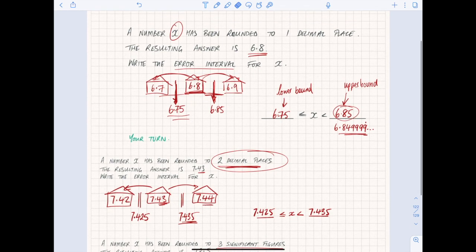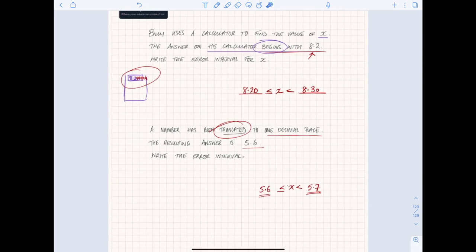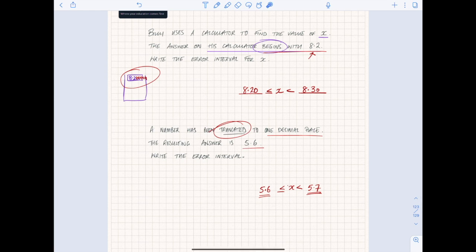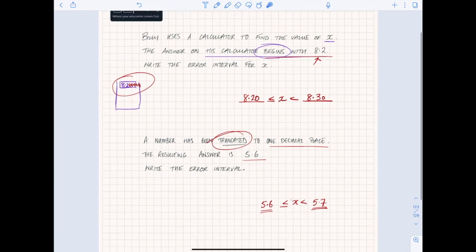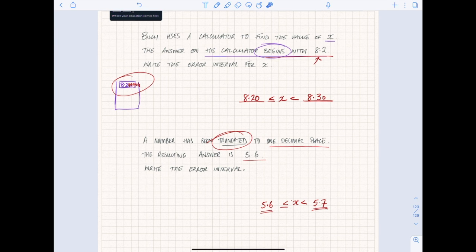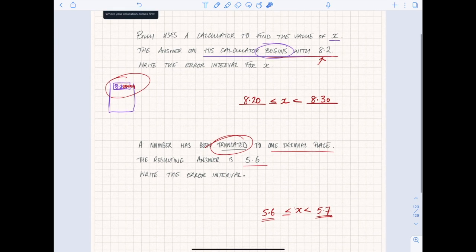Error intervals are where the rounding part comes from, if you look at questions like this. These ones, you have to choose the 0.2 and the 0.3. Really subtle difference. It might be worth going back over what I've said there, just to make sure you get your head around it. Okay, so we're now going to move on.